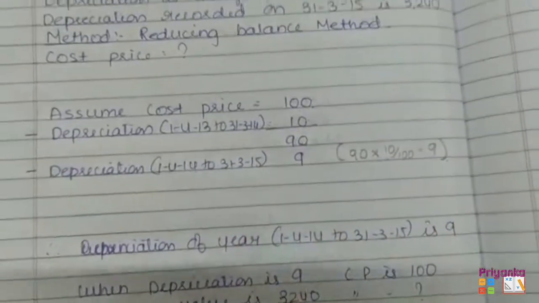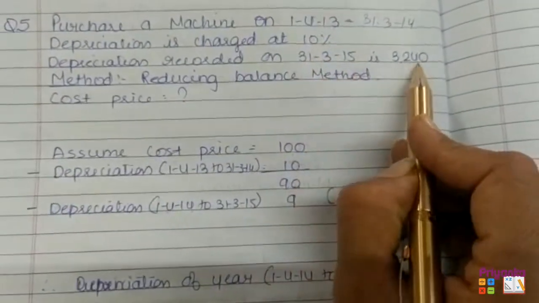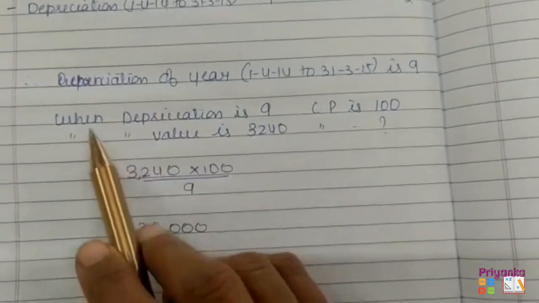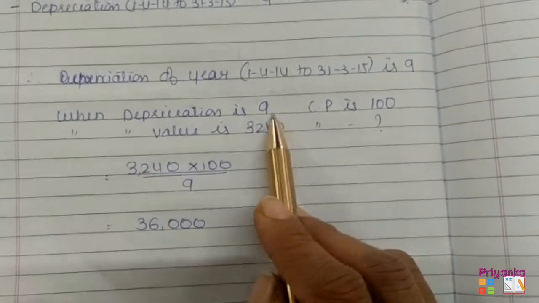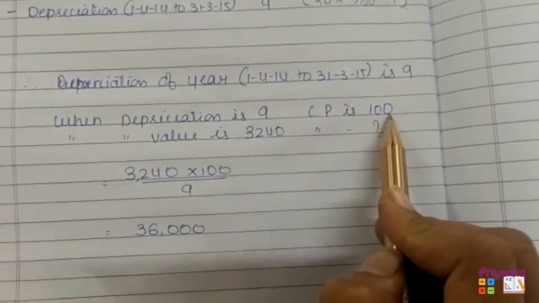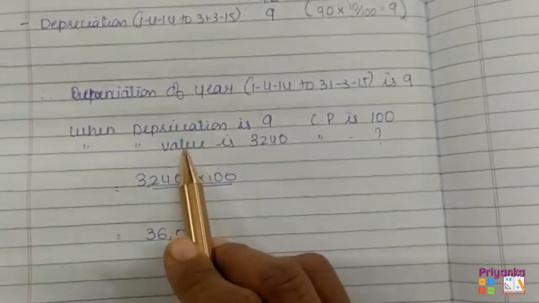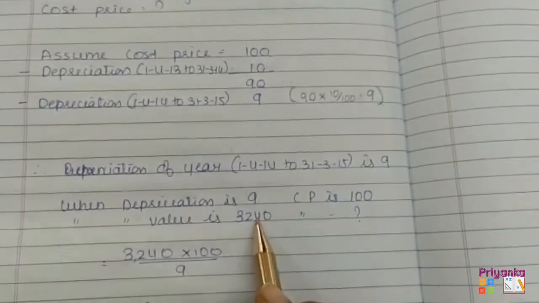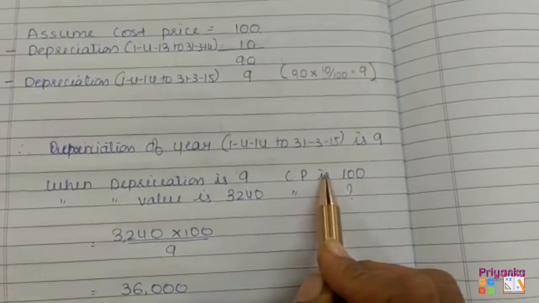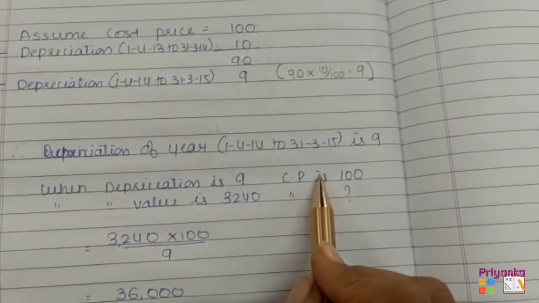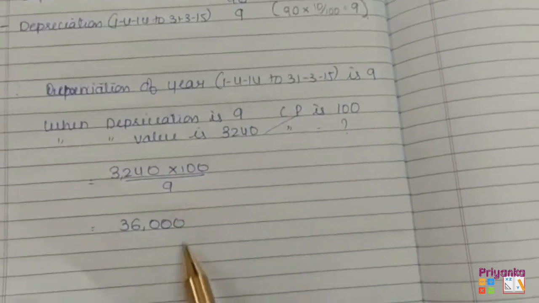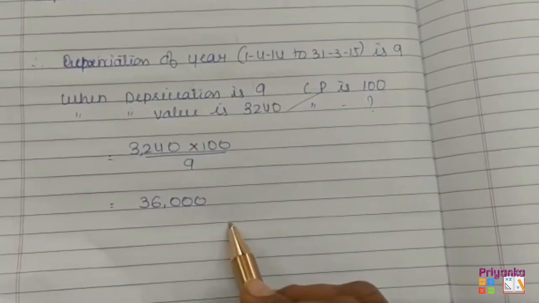Out of this information, because here we have the information of depreciation for the next year, here is the calculation for this. When depreciation is 9% for the year 2014-15, the cost price is 100% because we don't know. The depreciation value which is given in the question is 3,240. What will be the cost price? Make a cross multiplication again. 3,240 multiplied by 100 divided by 9. This is the cross multiplication. Out of this calculation, here I got 36,000.